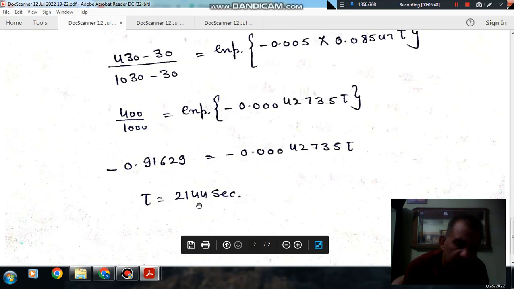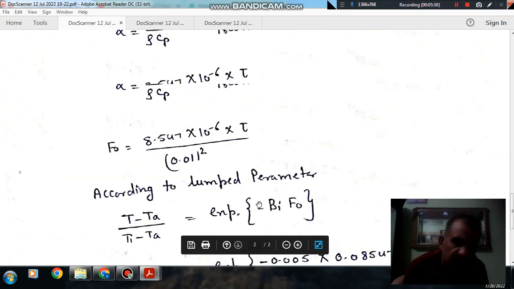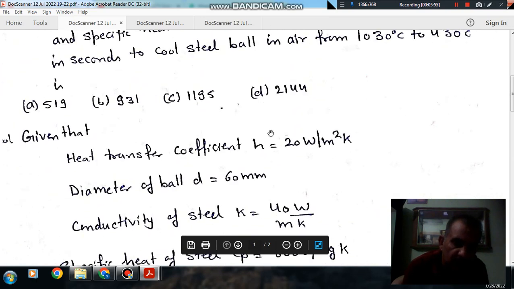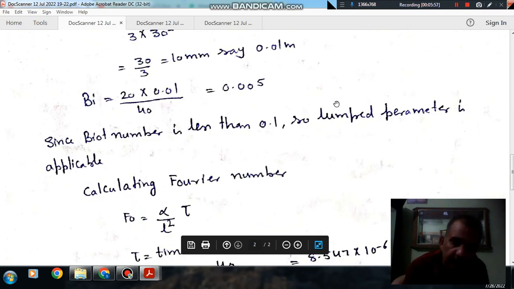So we can find out tau as 2144 seconds. So the answer is 2144 seconds, option D.